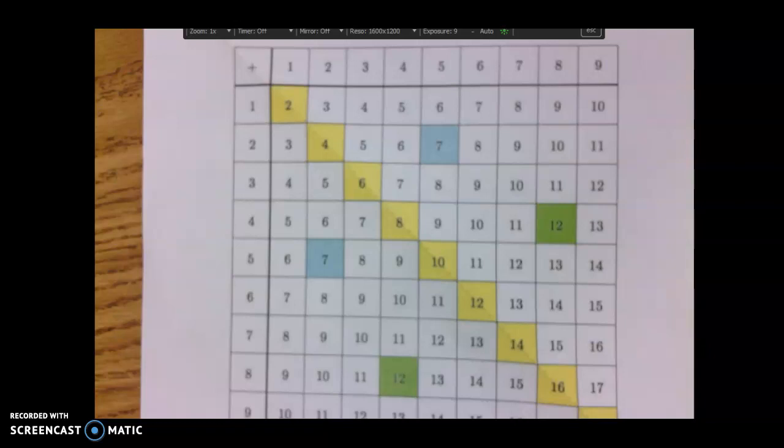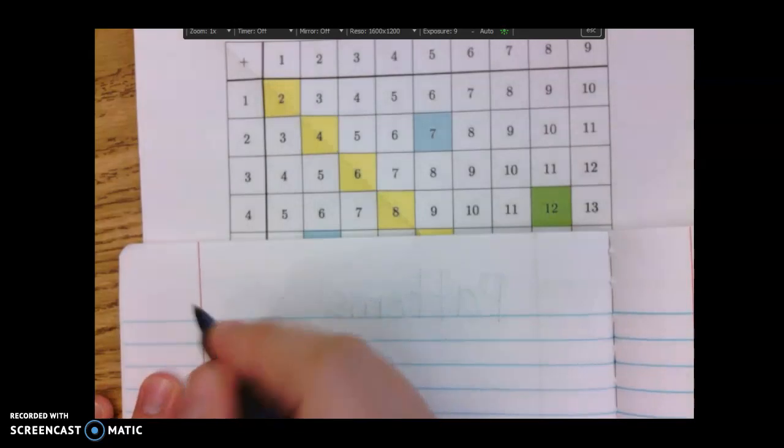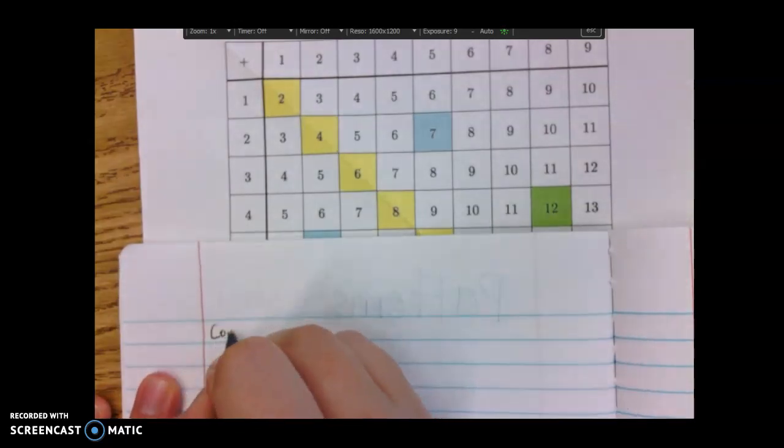So I want you to take out your notebooks really quickly. Find your notebook, and we're going to open up to the next blank page in patterns. So I found my next blank page in my pattern section, and I'm going to write this: commutative property.